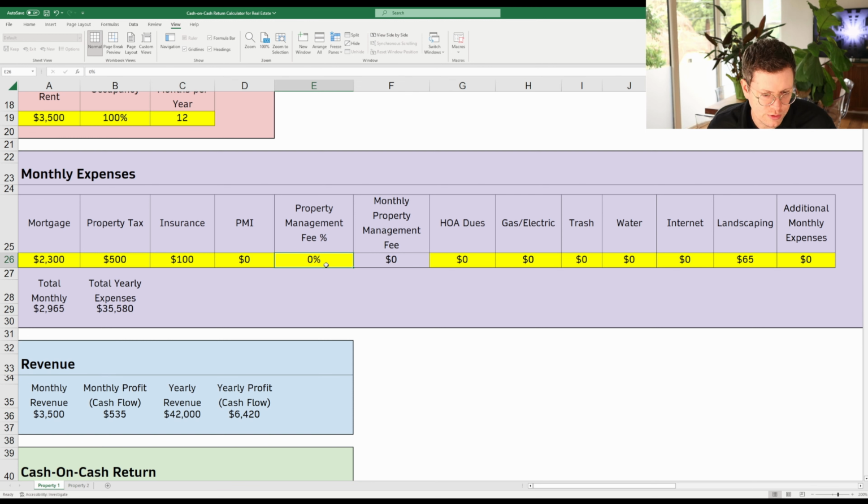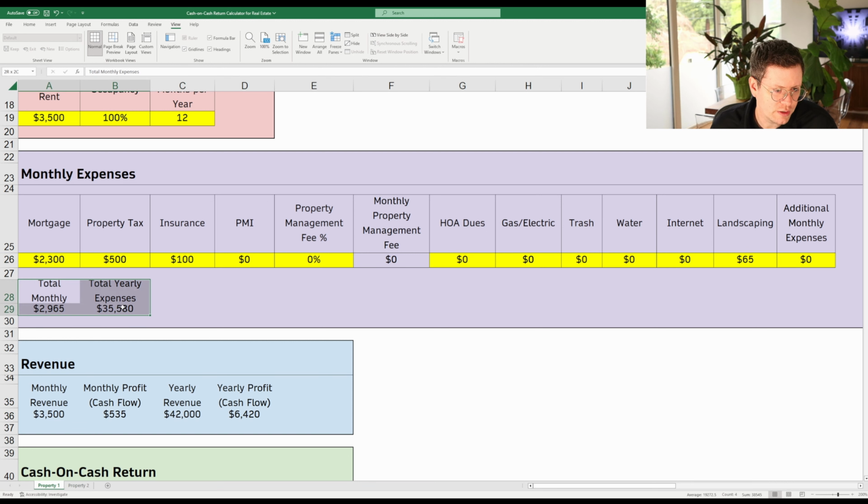However, if you did want to have a property manager and say they charge 15%, you can enter that, and this will calculate based on your monthly rent that you're going to be paying $525 a month for your property management. But we're going to put that back to 0 for this case. We're not going to have any HOA dues on this property, and we're going to be having the tenant pay all the utilities, so we're going to have 0 for those. However, we will have a gardener to maintain the landscaping. That's going to be $65 a month, and we don't have any additional monthly expenses.